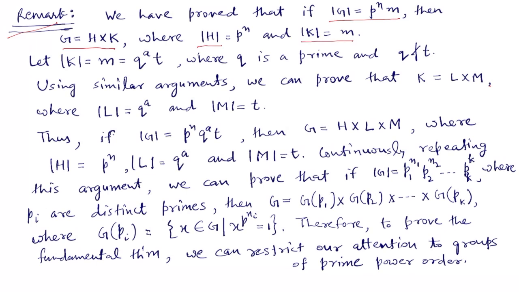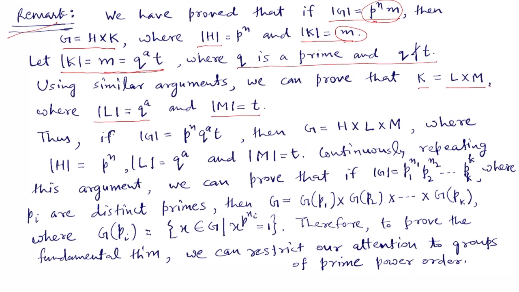Now let us further break m in this standard form. So suppose m is q to the power a times t. So order of K is q raised to power a times t, where q is a prime and q does not divide t. Using similar arguments as before, we can prove that K is also the direct product of two groups L and M, where order of L is q to the power a and order of M is t.